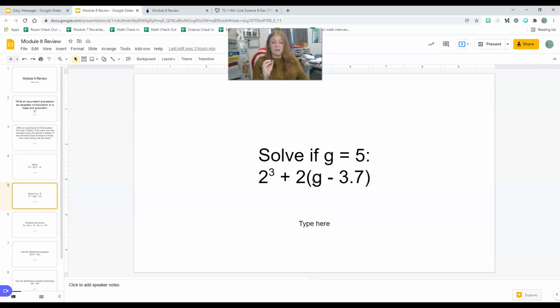So step 1, plug it in. Step 2, groups. Step 3, exponents. 4, multiply. 5, add together.